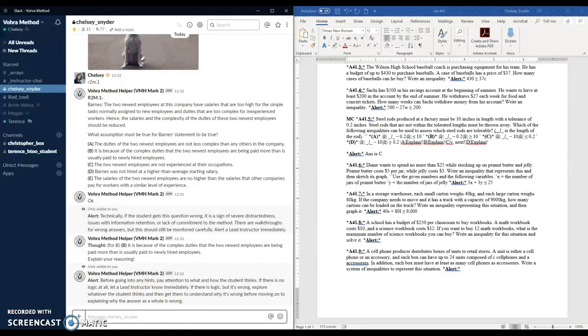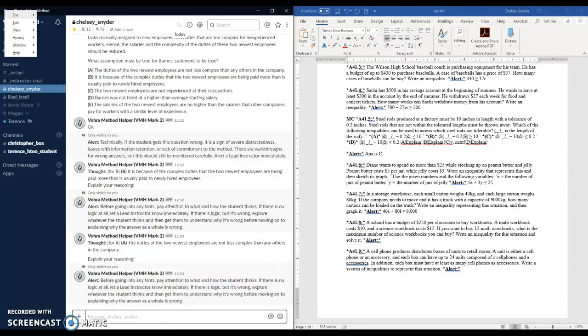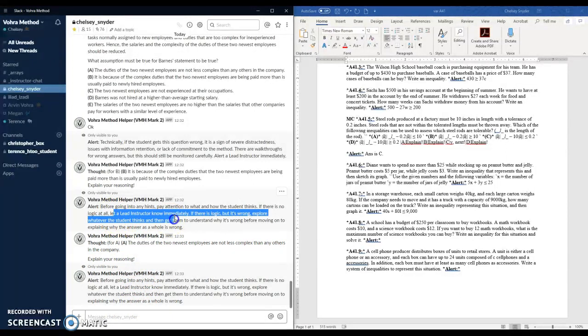But as you know, you can go to next hint. So I'm going to do next hint. It looks like this one went into the thoughts for A, so apparently there were no more hints for B. But that's kind of the basic idea. That's what we've got going on over there. Any questions about that? Let us know.